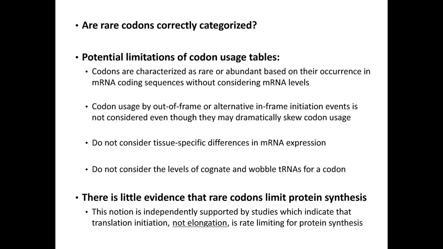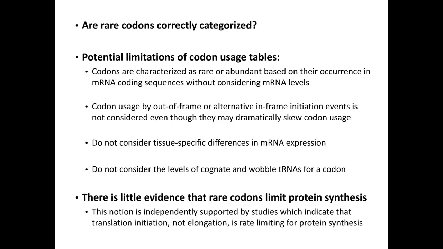Codon usage is considered only for the ORF of interest, but we know that there is a lot of alternative initiation that occurs at both alternative in-frame initiation codons and out-of-frame initiation codons. And these are not even considered, it would be very difficult to consider them at this point, but these are not even considered when codon usage is evaluated, even though they would probably dramatically skew codon usage. So codon usage in human is just kind of an overall score. Tissue-specific differences aren't taken into consideration, which messages and the codon usage in those messages.